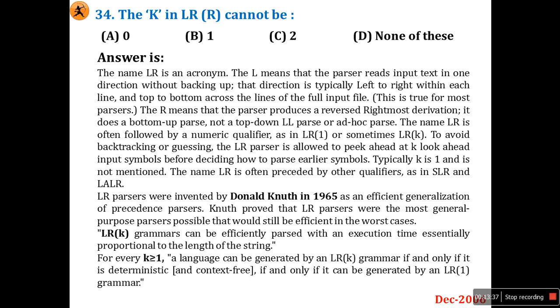So LR(k) grammars can be efficiently parsed with an execution time essentially proportional to the length of the string. For every k greater than or equal to 1, a language can be generated by an LR(k) grammar if and only if it is deterministic context free, if and only if it can be generated by an LR(1) grammar. So option B is the right answer.